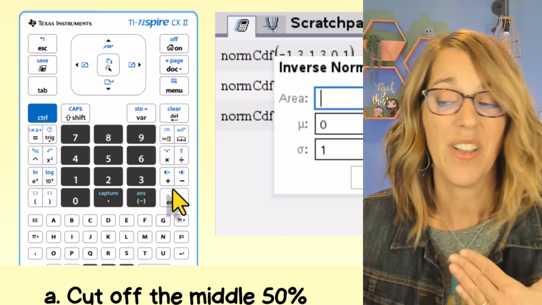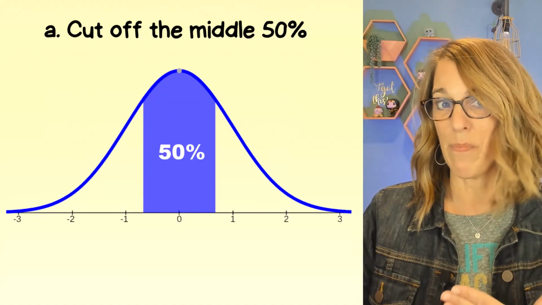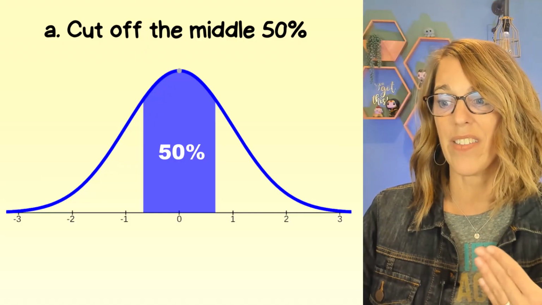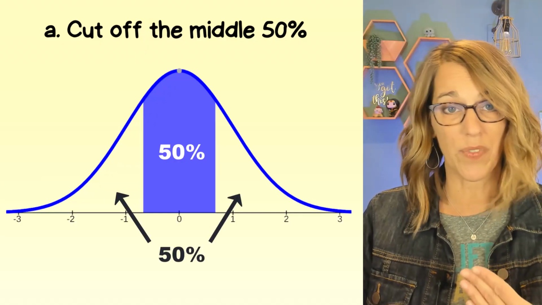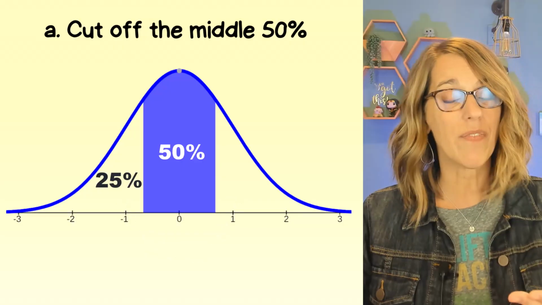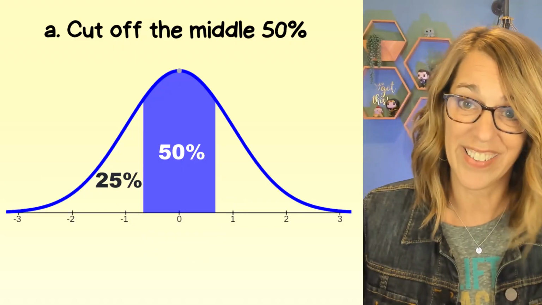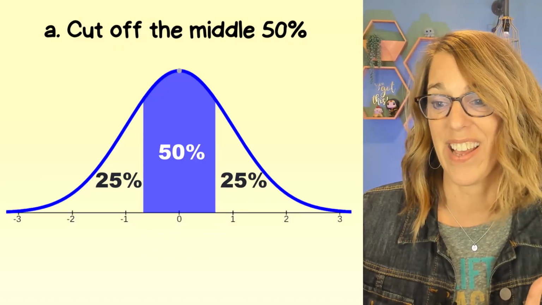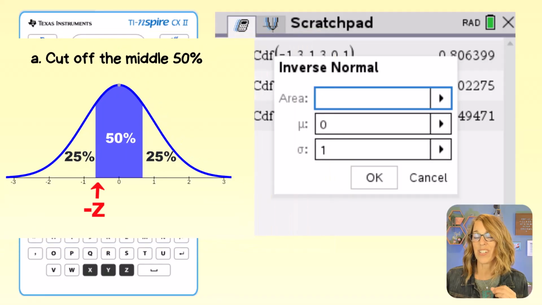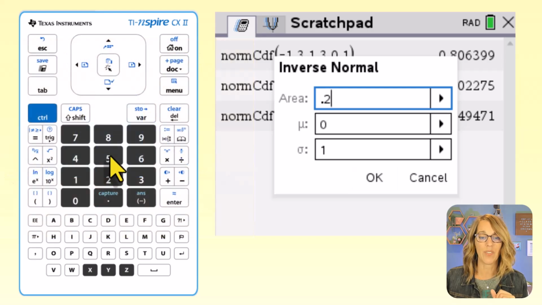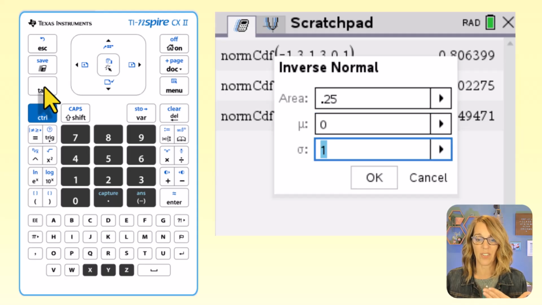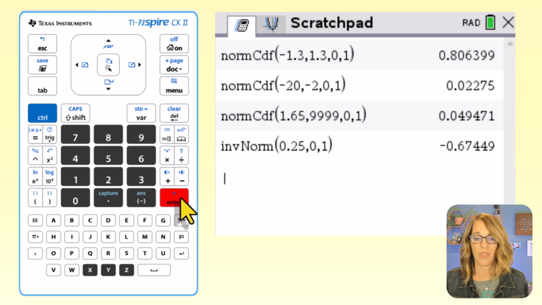z-score that you want. Well, if I've got 50% in the middle, that means that the area that's not shaded totals 50%. So I've got 25% in the left tail and 25% in the right tail. So to find that first z-score, I'm actually cutting off 25% of the area. So we're going to type in 0.25 there, always an area on the left, and we are on the standard normal curve. So I'm going to skip by that 0 and 1, and then I'm going to choose OK.